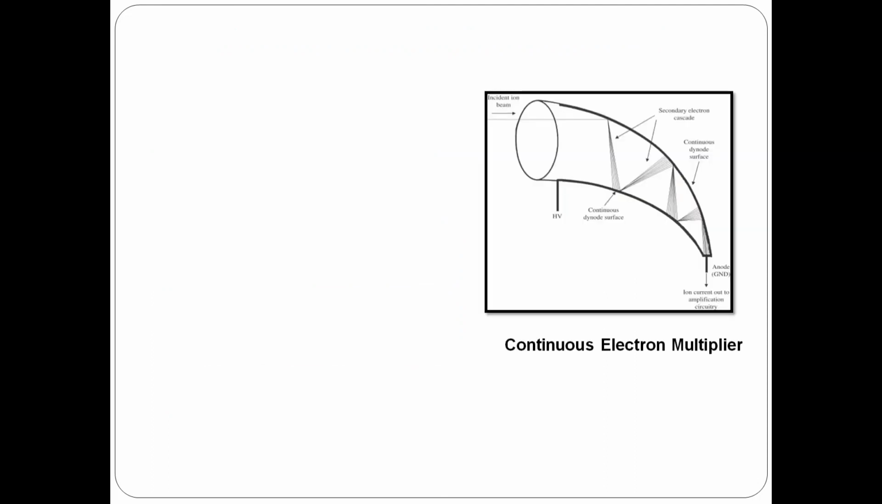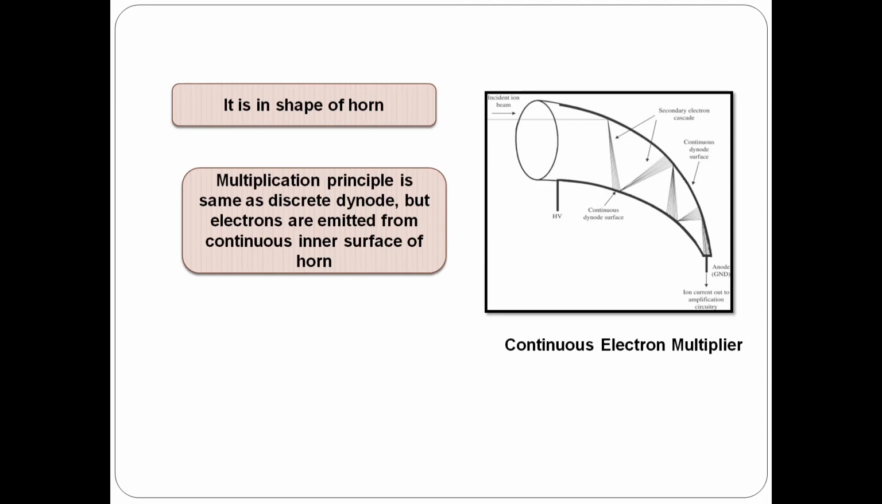Here is a continuous electron multiplier. Its shape is like a horn. Its principle is the same as the discrete diode, but electrons are emitted from the continuous inner surface of the horn. And this surface of a continuous electron multiplier is made up of lead silicate glass.